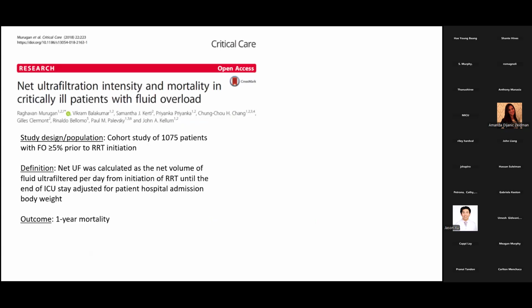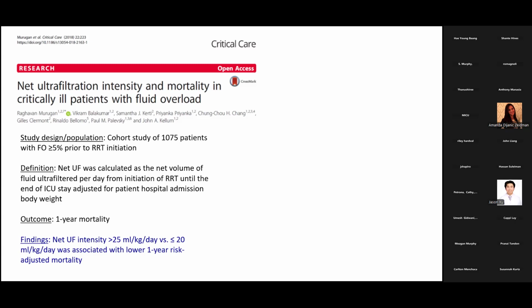And let's review where this data is coming from. So one of the first studies evaluating net ultrafiltration intensity and mortality in critically ill patients with fluid overload was done in about 1,000 patients from the University of Pittsburgh. They selected this population only on patients with fluid overload 5% or more at the time of RRT initiation. Okay, and they evaluated net ultrafiltration and the relationship with the outcome of 1 year mortality.